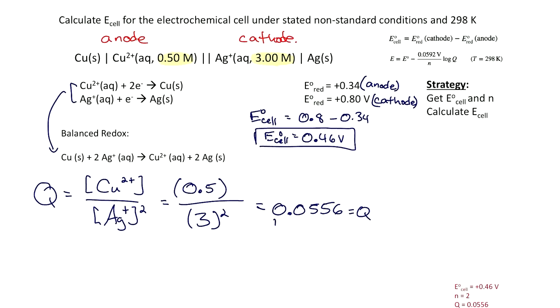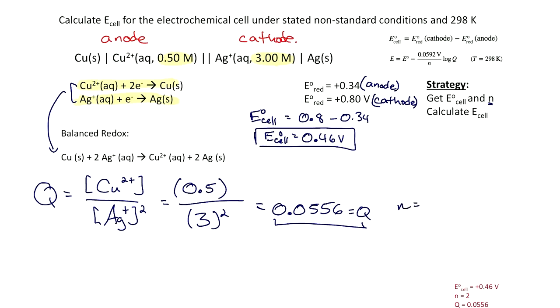The last thing we need is to get N. If you look at the two half reactions here, you can quickly see what N has to be. So tell me, what is N? 2, yep, because copper is losing 2 electrons. Silver, 1, so we double that silver reaction.